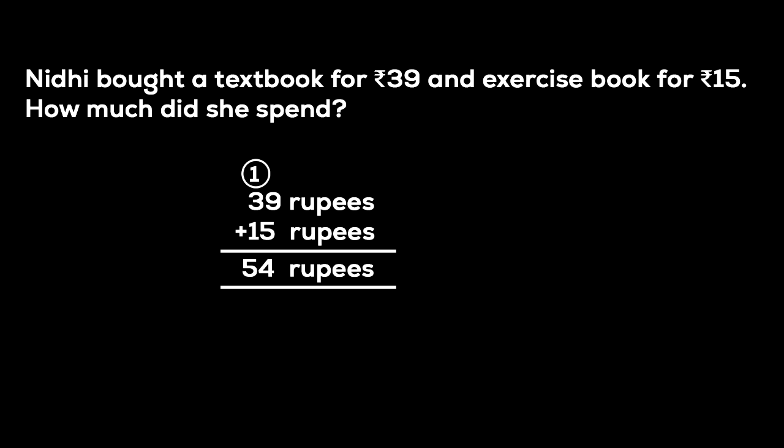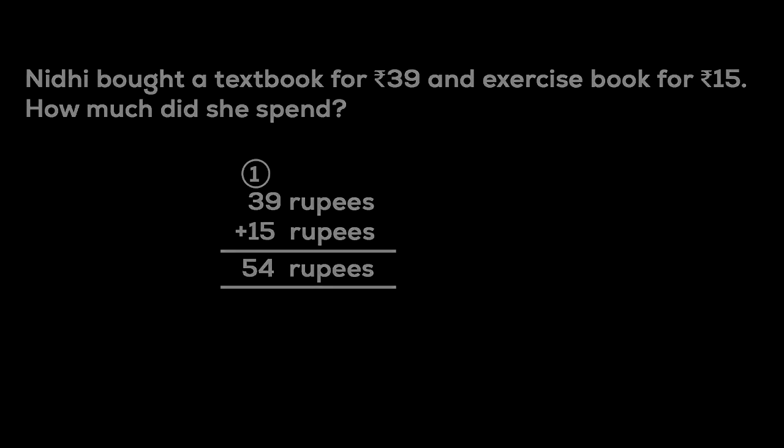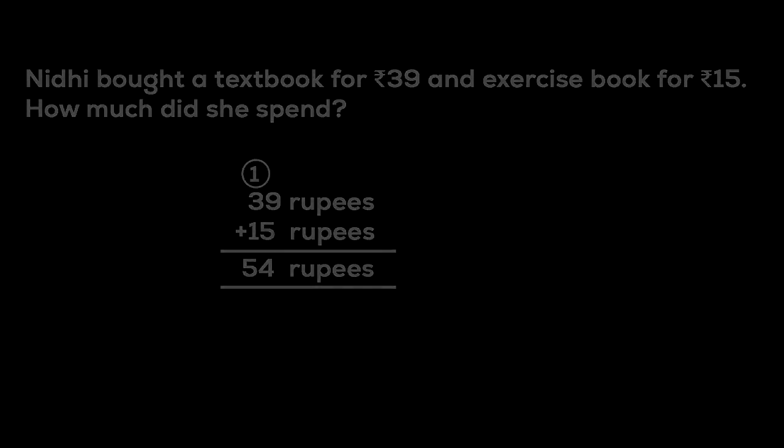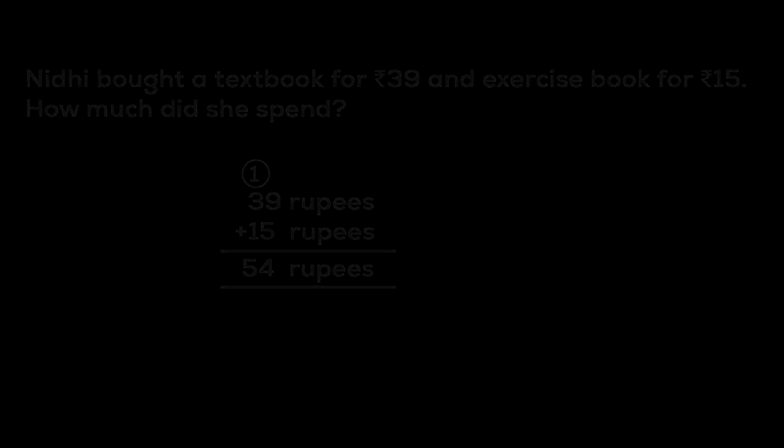Now add this 1 to 3 and to it add 1, so you will get the answer 5, right? So the total answer which you got here is 54. Answer to your first word problem is 54. Let's do the next one now.